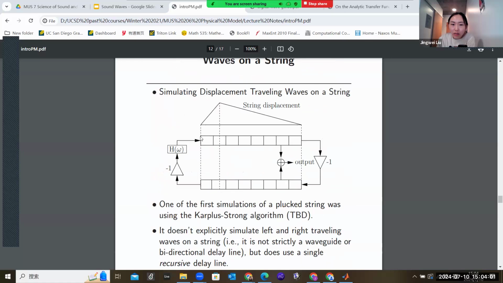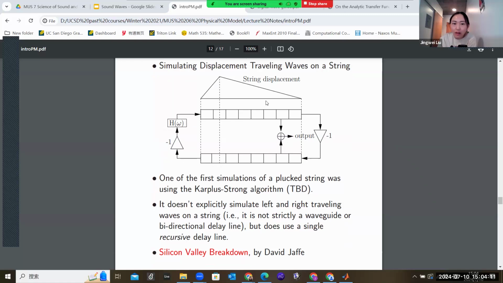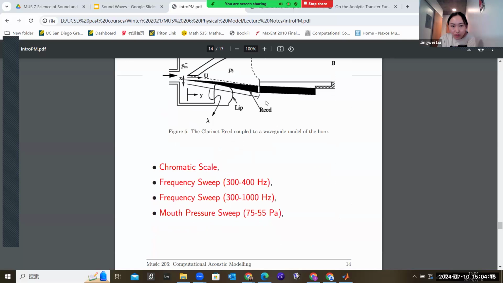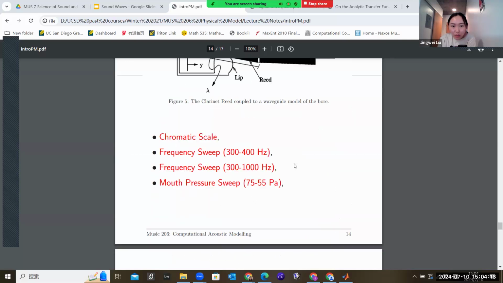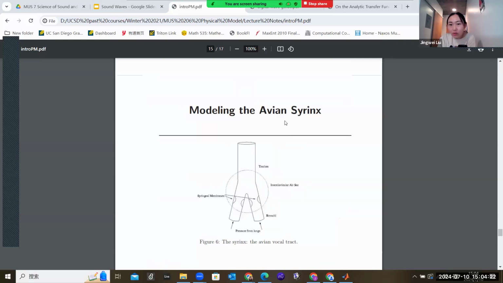this model can simulate all kinds of one-dimensional waveforms. Okay, not only the string, but also the pipe, the bore, the tube, and everything. All kinds of instruments can be simulated using this model. So they can simulate the clarinet. They can also use the waveguide model to simulate even the syrinx, and you can also use this to simulate the human voice. We call it voice synthesis.